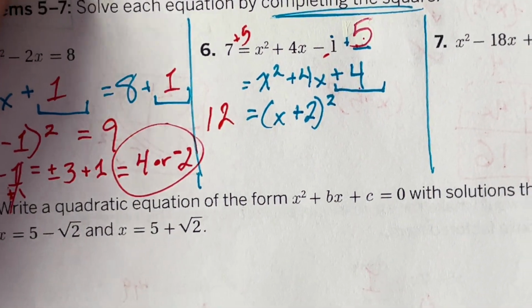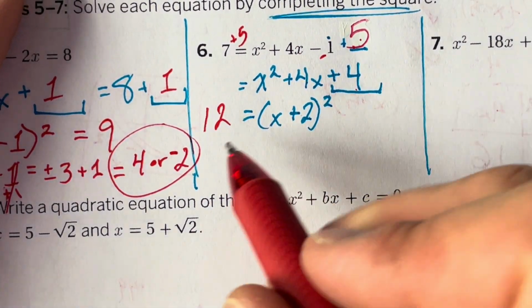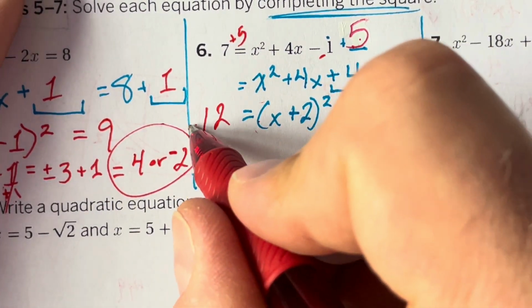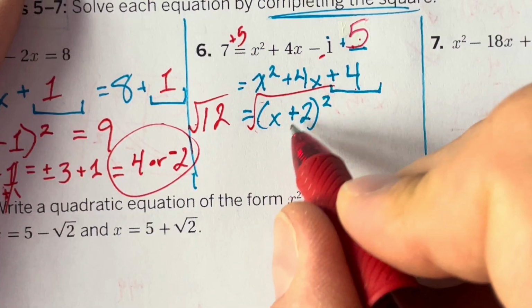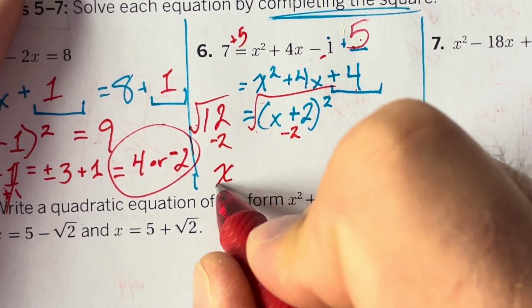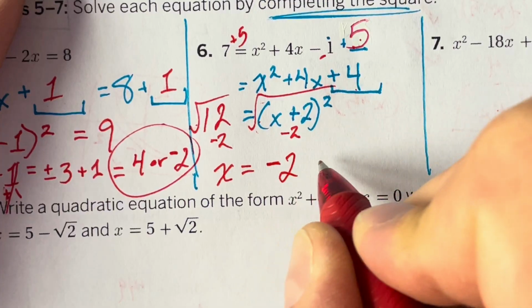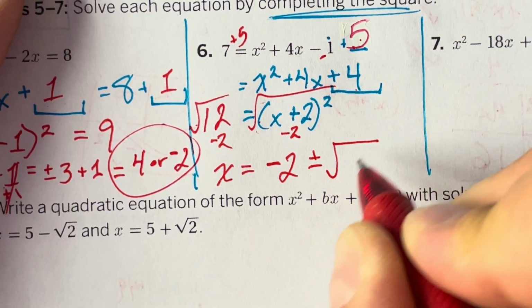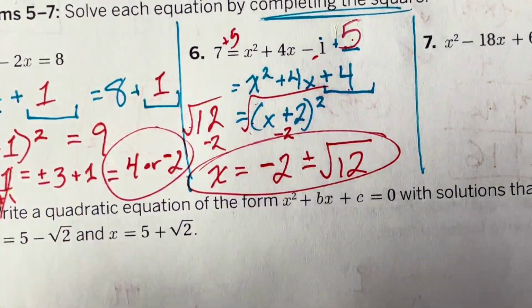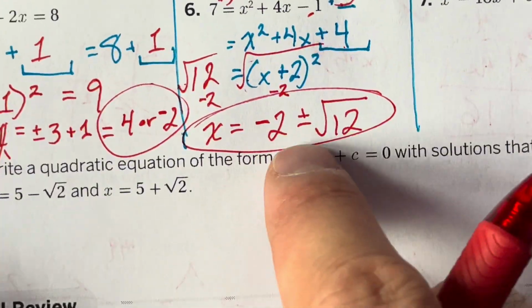All right, that is what we have to do. Now we are square rooting this to get rid of the square. So we're going to square root, and we're also going to take away 2 and take away 2. So our answer for this is x is equal to -2 plus or minus the square root of 12. That's our final answer. You can take that on the calculator and solve it, or you can leave it like that.